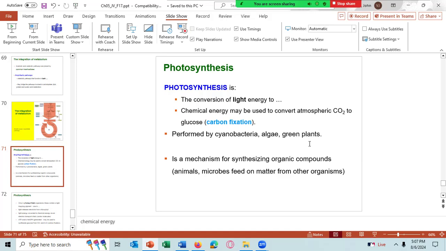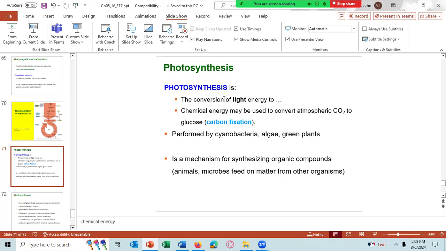Photosynthesis is a mechanism for synthesizing organic compounds, and all organisms depend upon either photosynthesis or chemosynthesis to get their energy needs. Even animals, which do not obviously engage in photosynthesis, must eat green plants in order to survive, and the green plants get their energy from light.